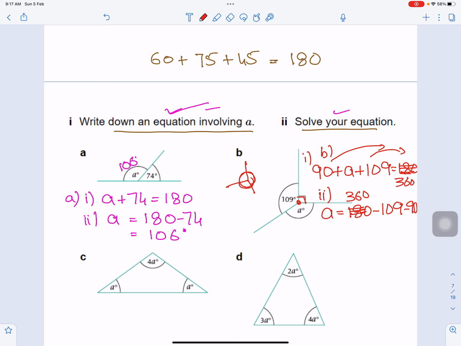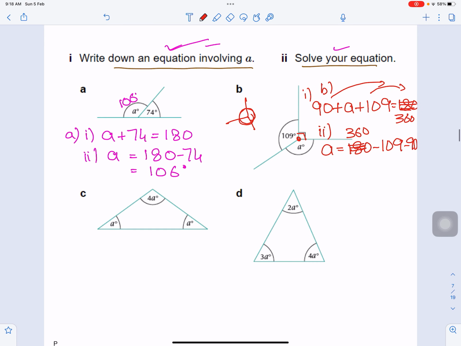Okay. Now one thing I want to tell you here. When there are two subtractions like 360 minus 109 minus 90, students mostly get confused how to do that. So let me tell you here. You have to do it in steps. So first of all, you will do 360 minus 109. First of all, one step.